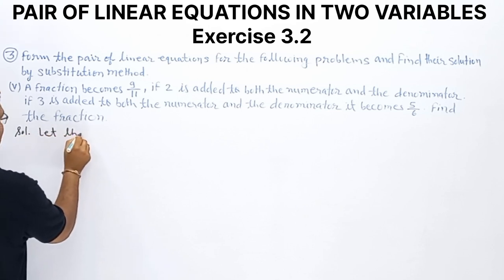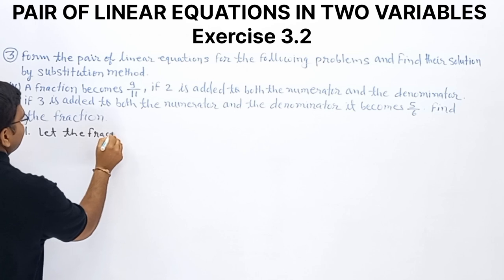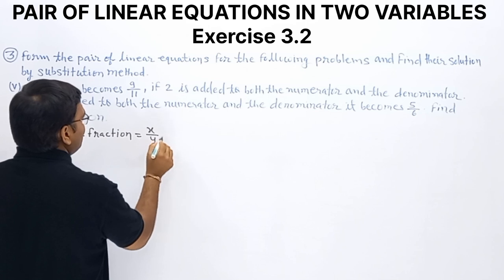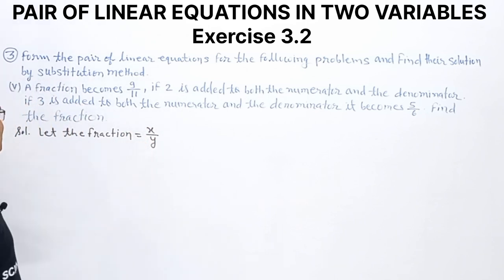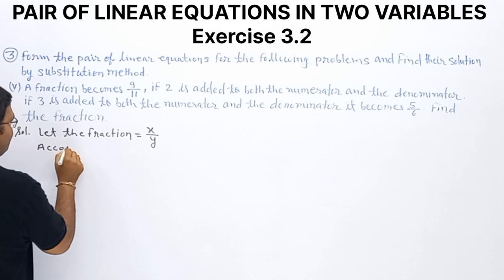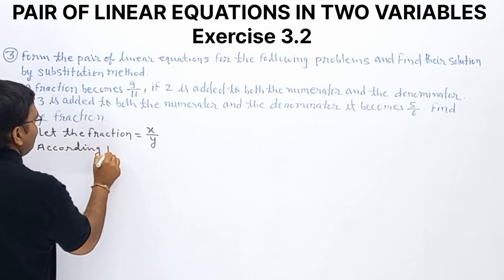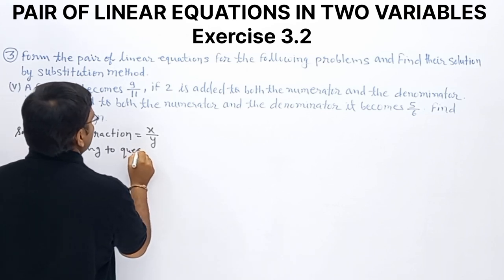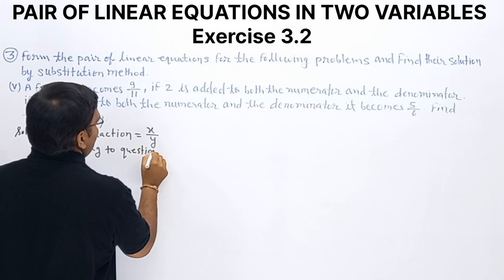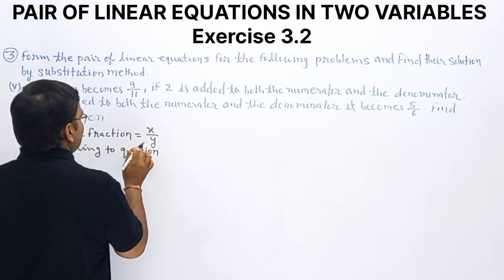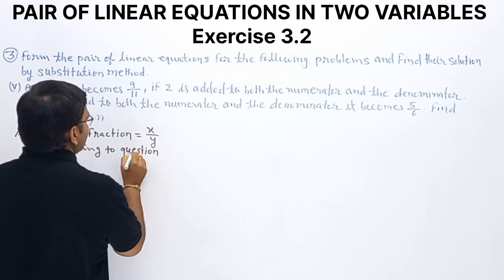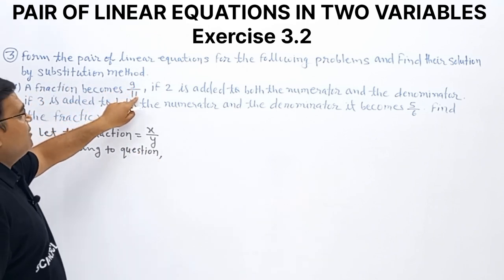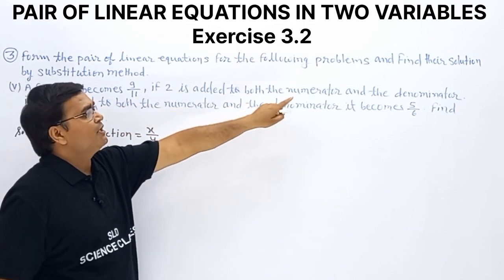Let the fraction be equal to x upon y. We assumed the fraction x upon y. Now according to the question, we will form the pair of linear equations. A fraction becomes 9 upon 11 if 2 is added to both the numerator and denominator.